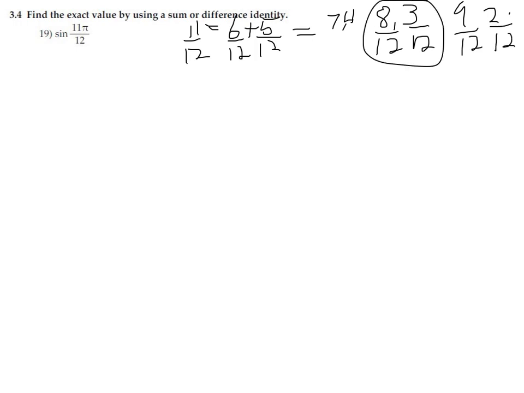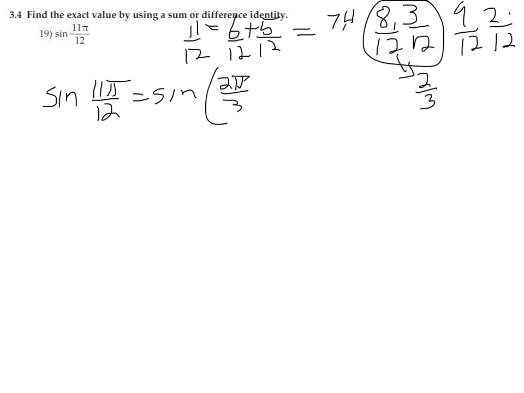But the first ones we got, let's go with sine of 11 pi twelfths equals sine, in parentheses, we rewrite 11 pi twelfths. Now 8 twelfths, again dividing by 4, is 2 thirds, so that's 2 pi thirds, plus, and 3 twelfths is 1/4, so that's pi fourths. So 2 pi thirds plus pi fourths gives us 11 pi twelfths.